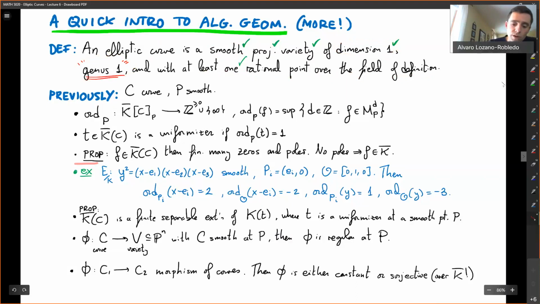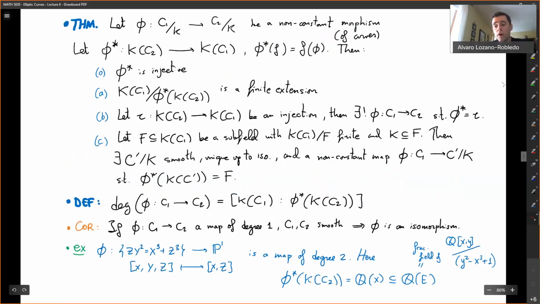In particular, we worked out this particular example, which is important about an elliptic curve, the order of vanishing of the functions x minus ei and the function y at the points ei, 0 and at the point at infinity. And then we gave a bunch of results about curves and smoothness and when we have morphisms and so on. So what else did we see?